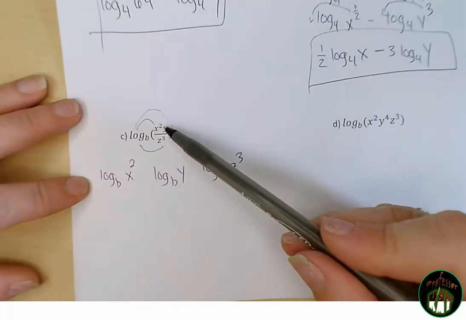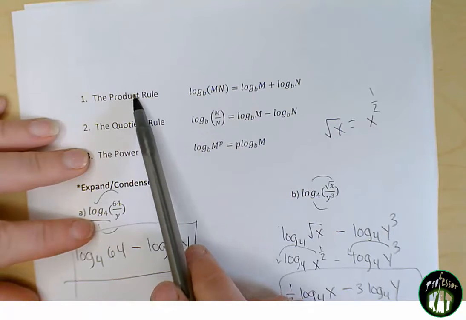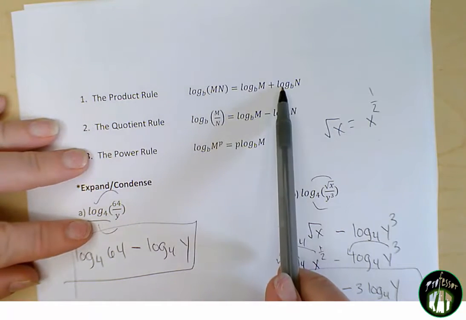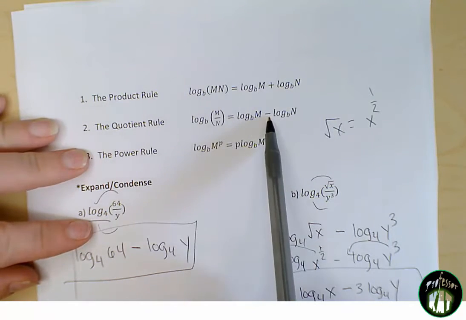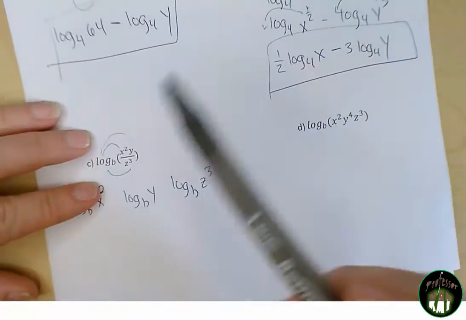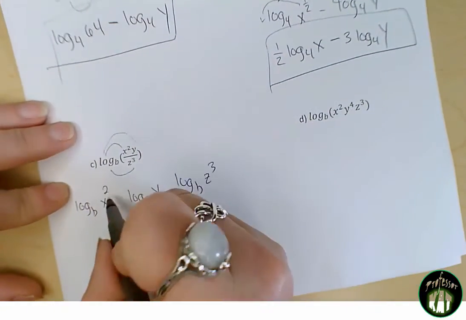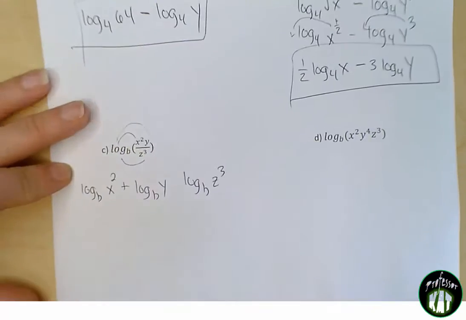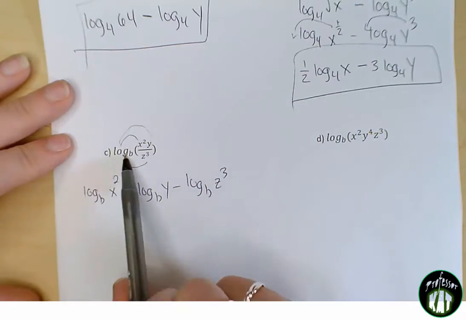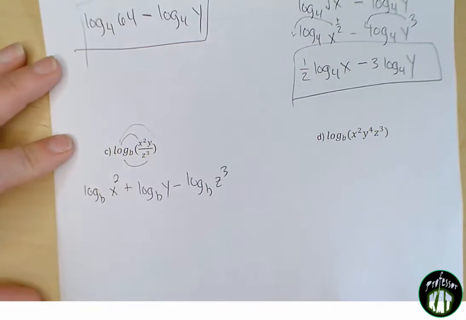Anything that's getting multiplied is your product rule here. Product rule says that's going to change to an addition. Quotient rule, again, is going to be a subtraction. So up here in the numerator, the x squared and y are being multiplied together, so I am going to put a plus sign in between those. And I'm going to put a minus in front of the z because that is being divided.